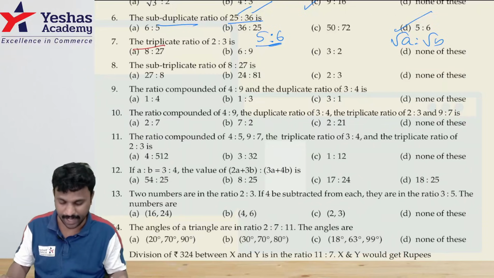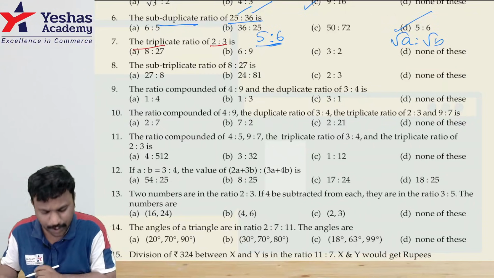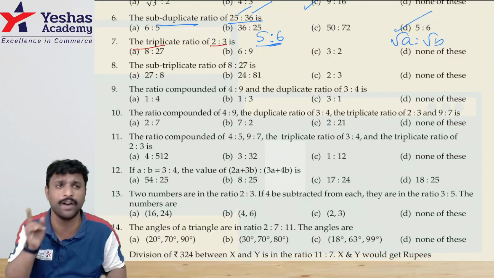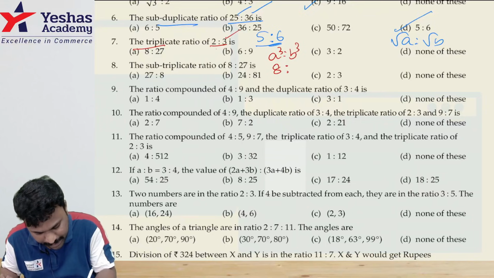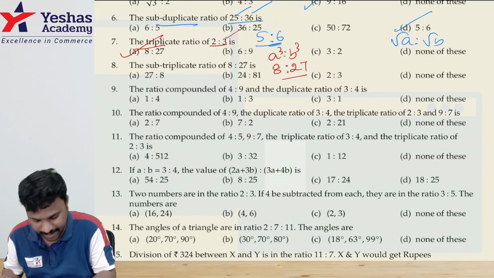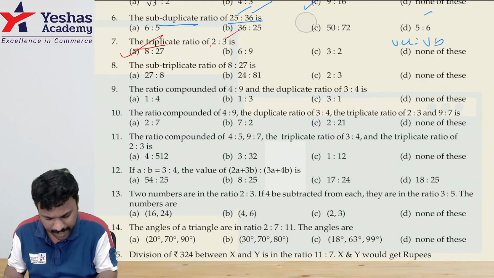Question number 7. The triplicate ratio of 2 is to 3. Guys, what is the triplicate ratio of A is to B? It is A cube is to B cube. Therefore, 2 cube is 8, 3 cube is 27. So 8 is to 27. Option A is the right answer. Guys, moving on to the next question.